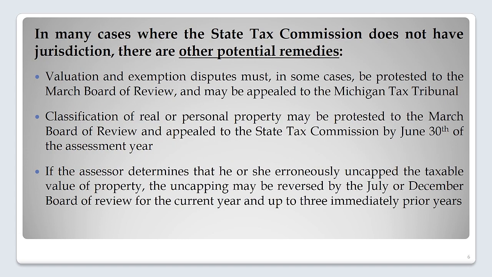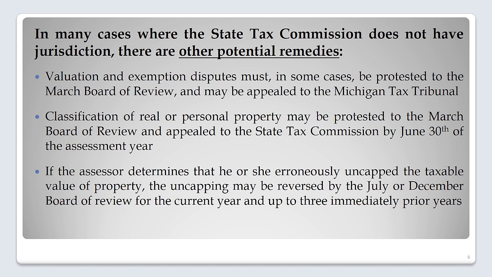In many cases where the State Tax Commission does not have jurisdiction, there are other potential remedies. These potential remedies include the following. Valuation and exemption disputes must in some cases be protested to the March Board of Review and may be appealed to the Michigan Tax Tribunal. Classification of real or personal property may be protested to the March Board of Review and appealed to the State Tax Commission by June 30th under a separate appeal procedure.